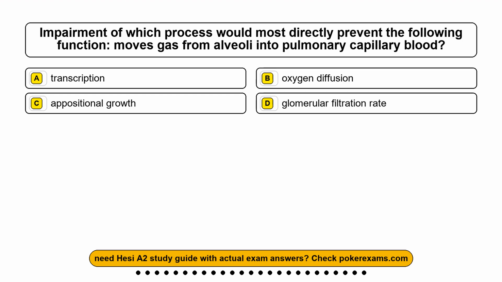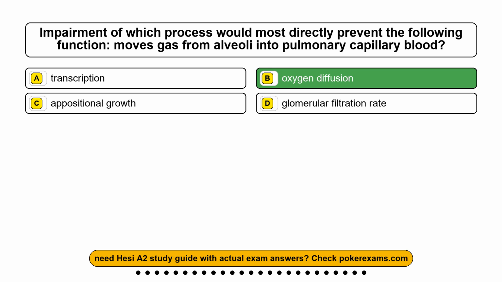Question 1. Impairment of which process would most directly prevent the following function? Moves gas from alveoli into pulmonary capillary blood? Option A. Transcription. Option B. Oxygen diffusion. Option C. Appositional growth. Option D. Glomerular filtration rate. The correct answer is option B.